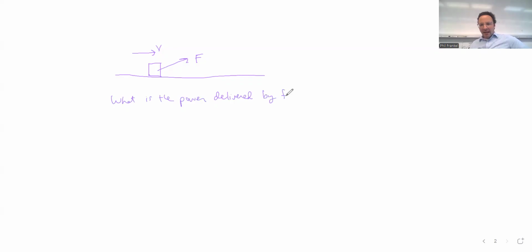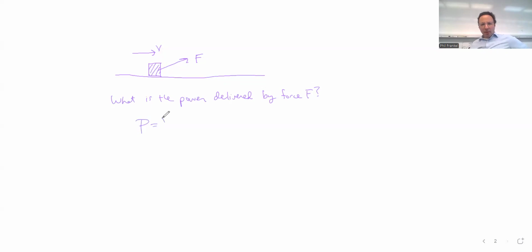What is the power delivered by force F? The power delivered by force F to the object is the rate at which the force does work on the object. It's the rate at which the force is attempting to increase the kinetic energy of the object.